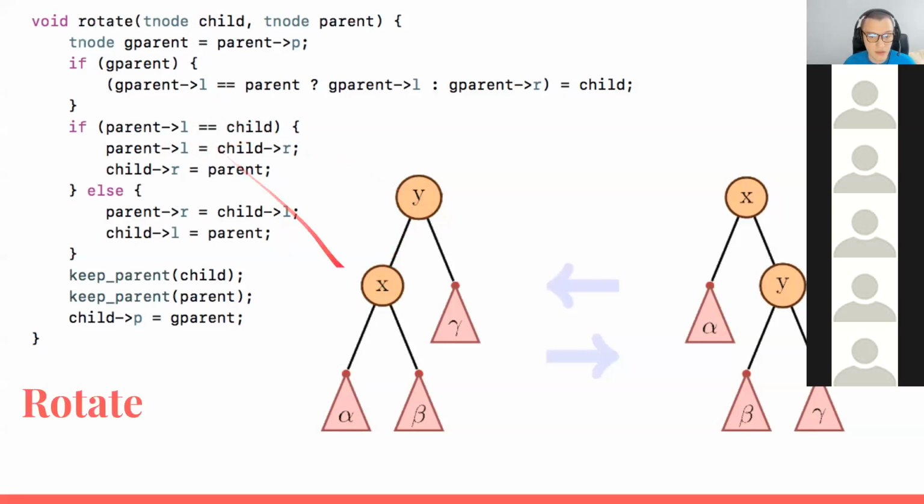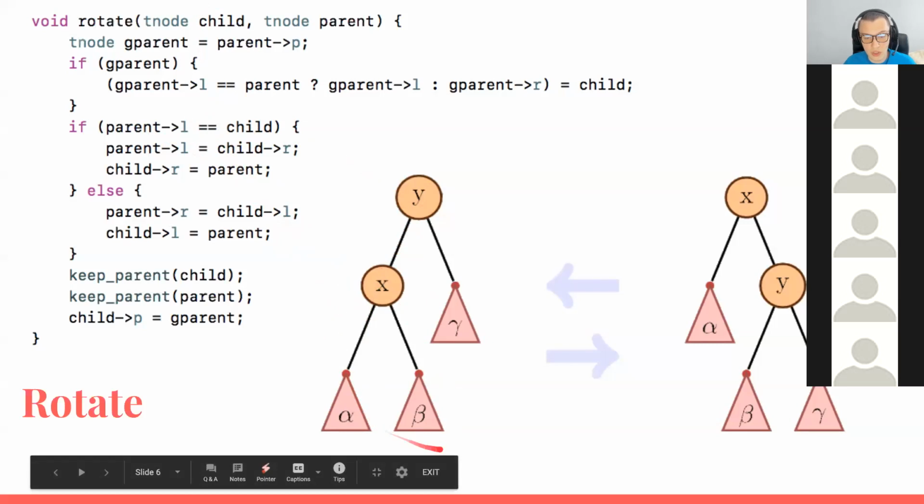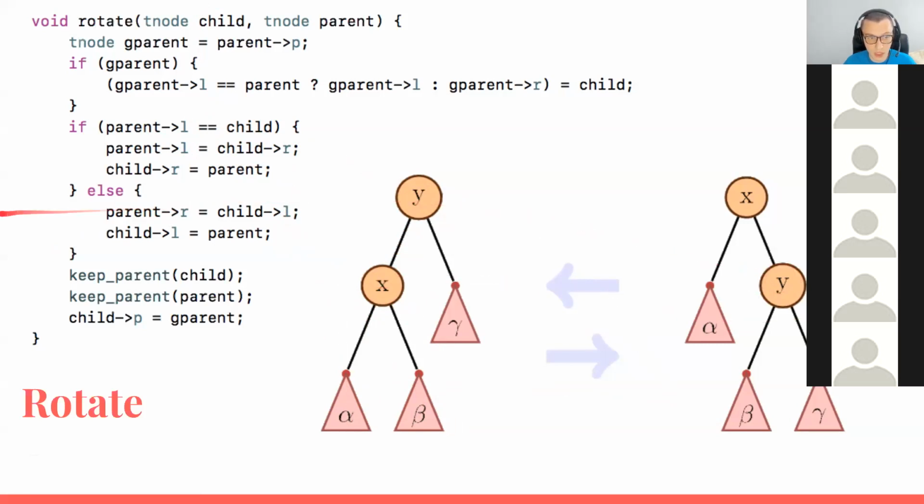If it is left, just do what I explained to you. So you're saying that the left son of y will be beta, and the right son of x will be y. If x is the right son of y, just do the opposite.